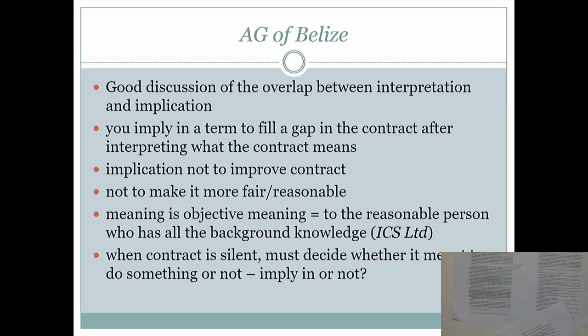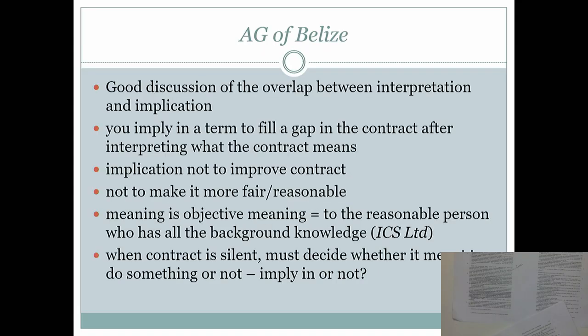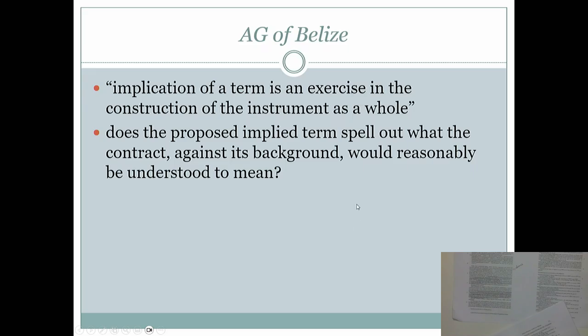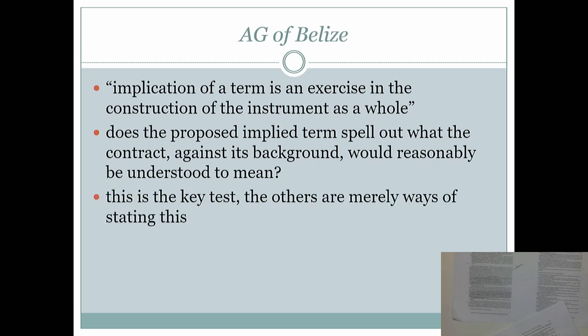And once you do that, you might say, okay, well, is the contract silent on this particular point in question, such as keeping the lifts and stairwells clean, such as the riverbed, such as keeping a workforce going? Well, if it's silent, the question is then, do we have to imply in a term? But when you're doing so, what you're doing is really construing the instrument as a whole, according to Lord Hoffman, because you're using the implied term to spell out what the contract would reasonably be understood to mean. And that, His Lordship said, is the key test. The others are merely ways of stating it.